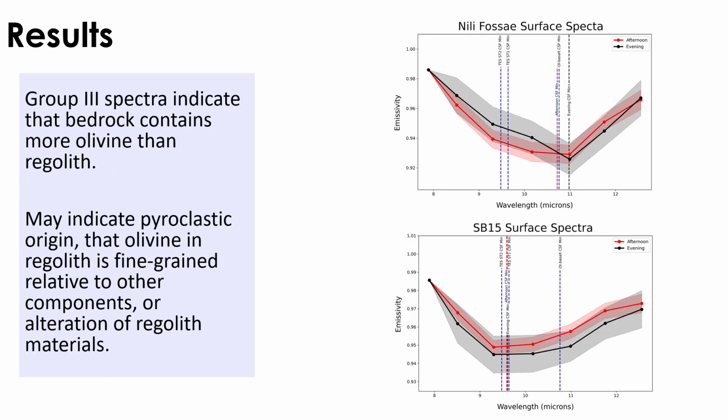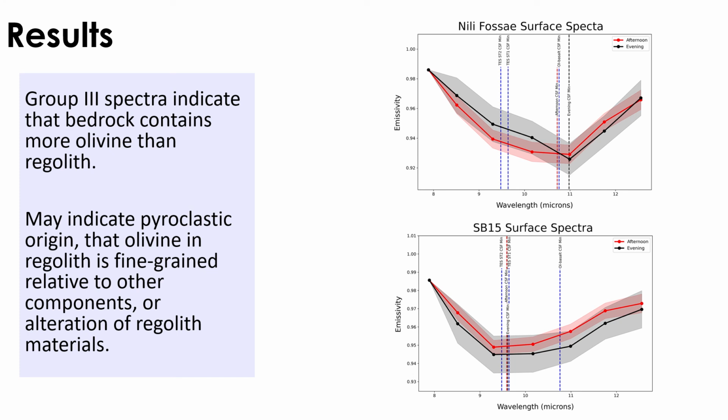Group 3 spectra indicate that the bedrock likely hosts more olivine than the regolith. In the Nili Fosse olivine carbonate plane, we see a clear shift in the emissivity minimum towards longer wavelengths. This is consistent with previous observations, which suggest that the regolith in the Nili Fosse region has lower olivine content. In bedrock plane SP15, the story is a little more complex. The emissivity minimum location does not change much between the afternoon and evening spectra. This would suggest that there's little difference between the bedrock and regolith.